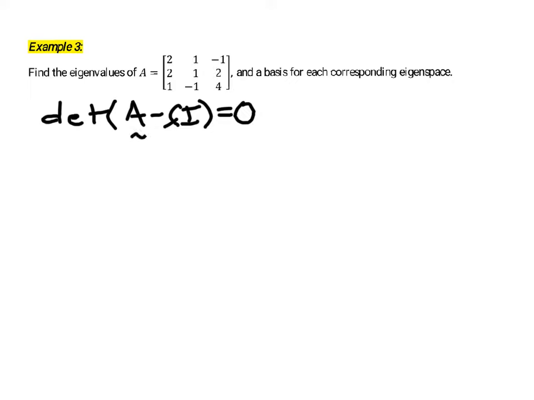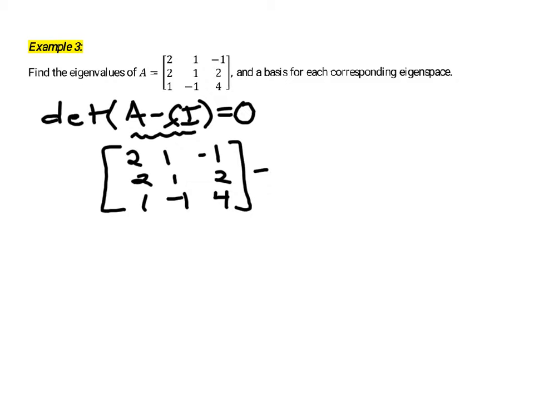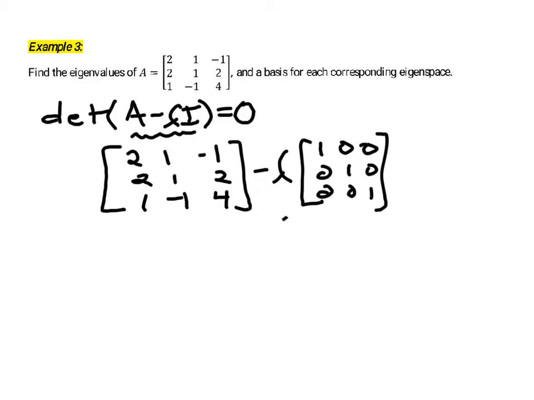So our first order of business would be to actually set up this A minus lambda I matrix, which would be this given matrix minus lambda times the identity matrix of the same size. So this is going to be a 3 by 3 identity matrix. Now notice what that amounts to here.